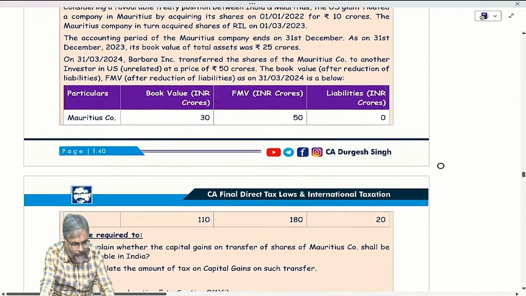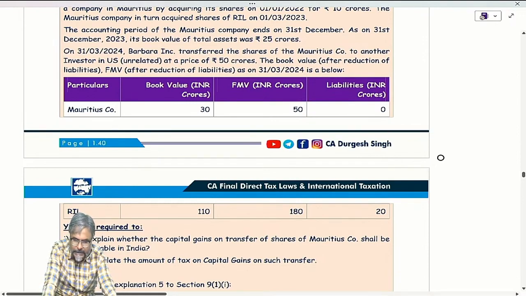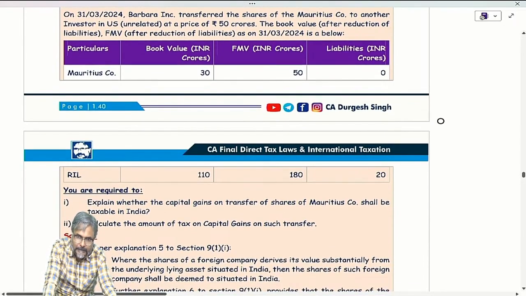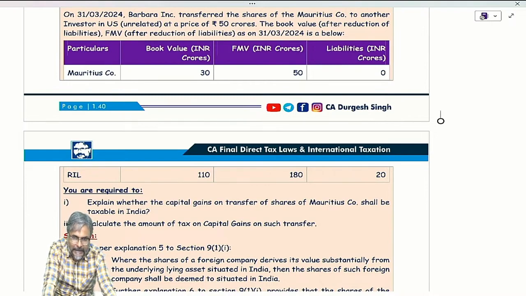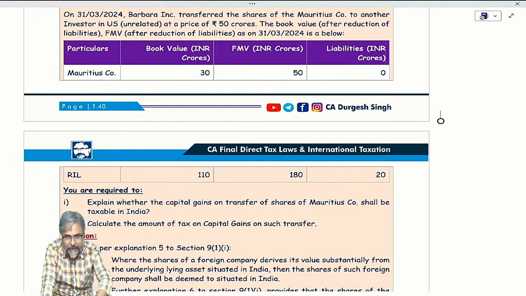First, students, based on the information given, now read the table also below this. Book value of Mauritius company and RIL, it goes to the next page also. So see the next page also. So first and foremost, please determine the relevant date: date of transfer or the balance sheet date before the date of transfer. First, determine the relevant date.